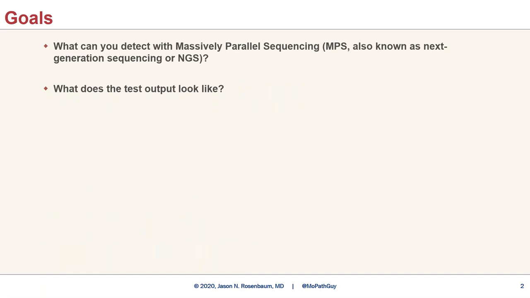So the goals for today are to get you to the point where you understand what can be detected by massively parallel sequencing, which is abbreviated MPS. It's also known as next generation sequencing or NGS. When I'm teaching, I prefer to use the term massively parallel sequencing because the words massively and parallel mean something and convey what the testing actually is, whereas the words next and generation don't really carry any meaning. I don't care what anybody else calls it. And in fact, in conversation, I refer to it as NGS quite frequently. This is just a distinction I tend to make when I'm teaching because I find the term more informative.